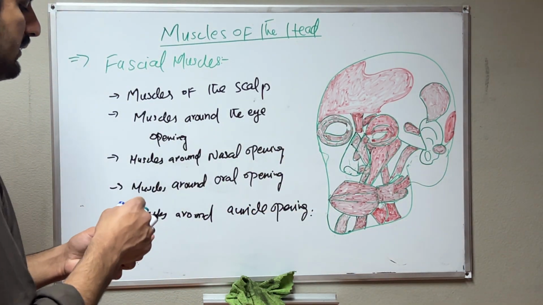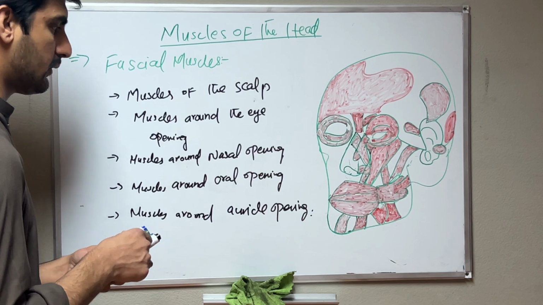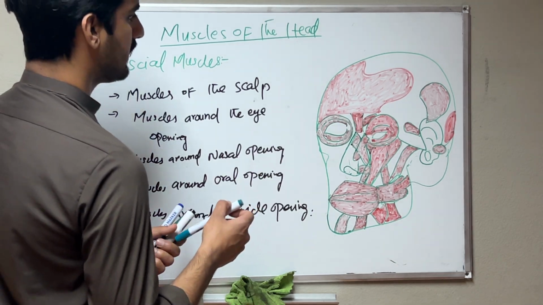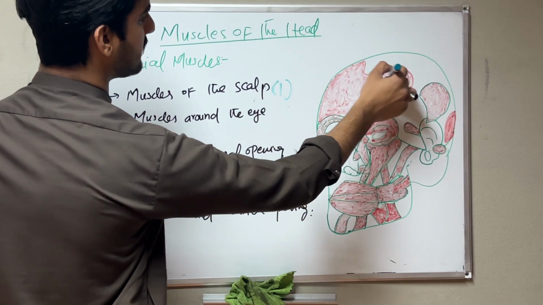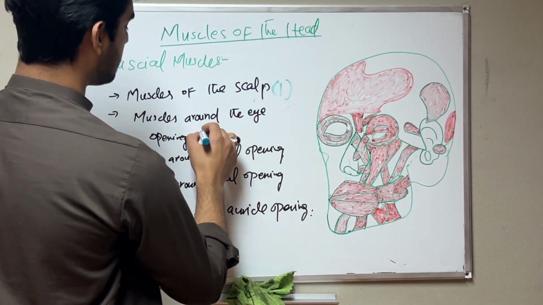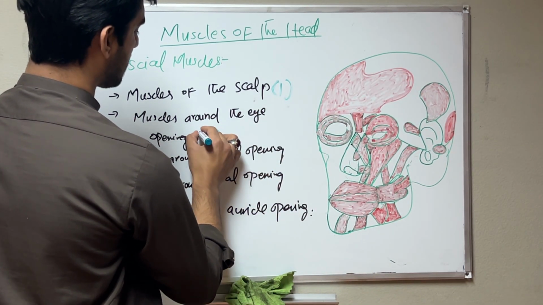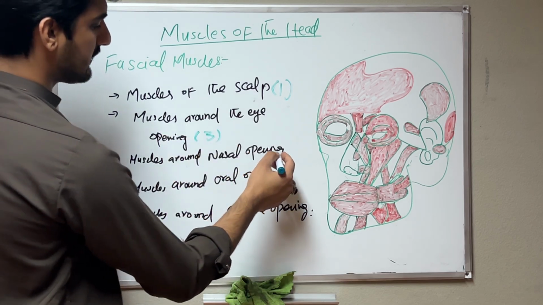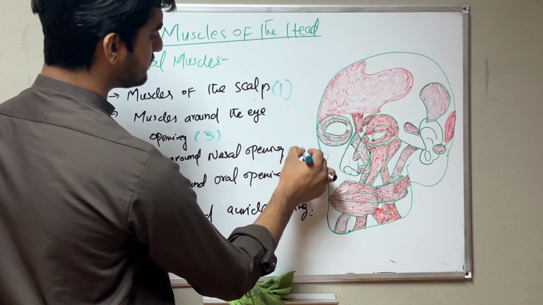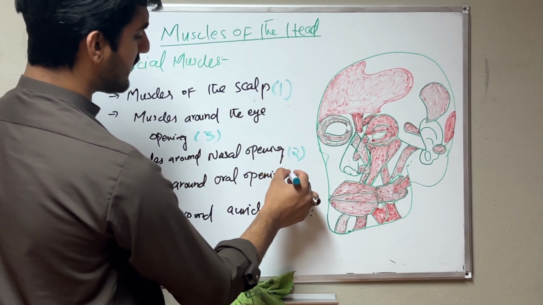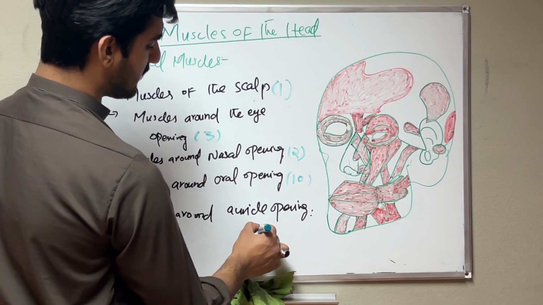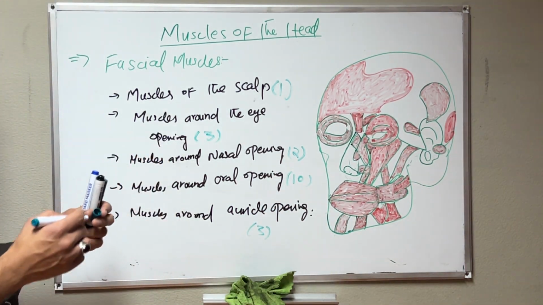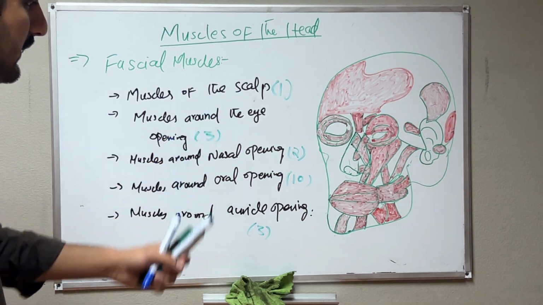Now I will show how many muscles we have in each. For the muscles of the scalp we have 1 muscle. For the muscles of the eye we have 3 muscles. For the nasal opening we have 2 muscles. For the oral opening we have 10 muscles, and for the auricle we also have 3 muscles. These are the muscles we will discuss in the facial muscles.